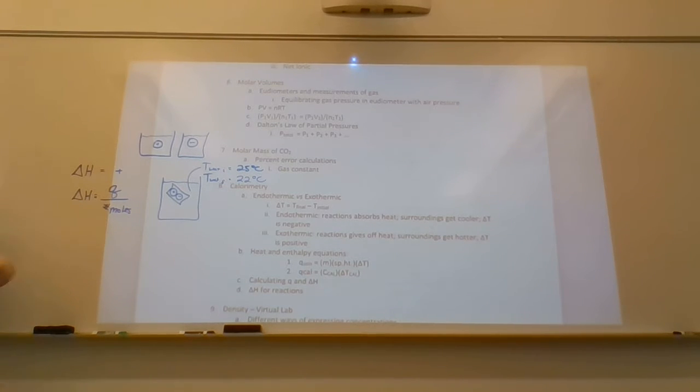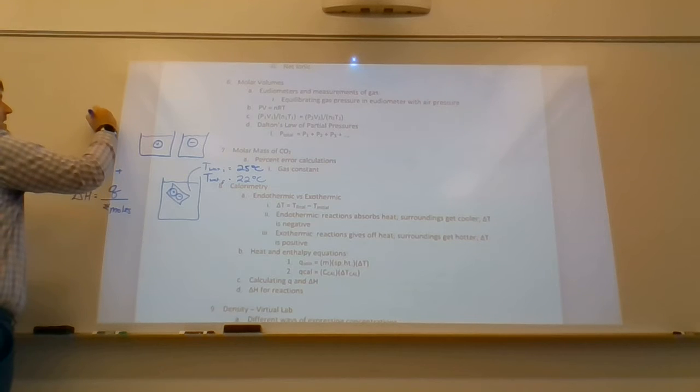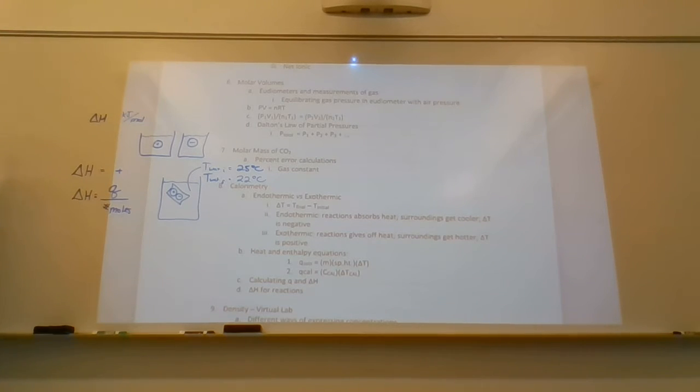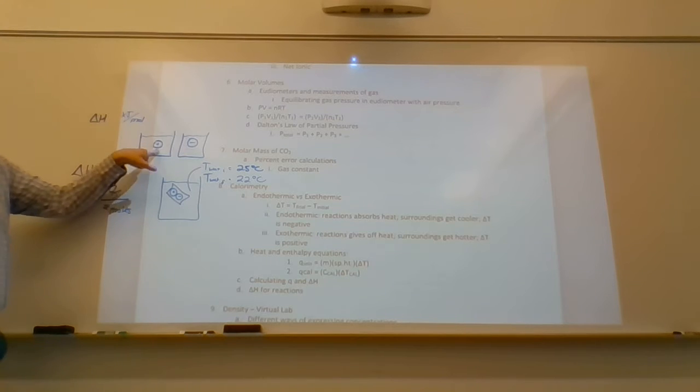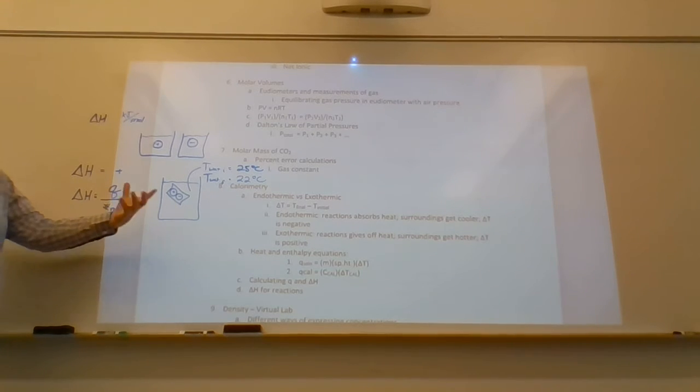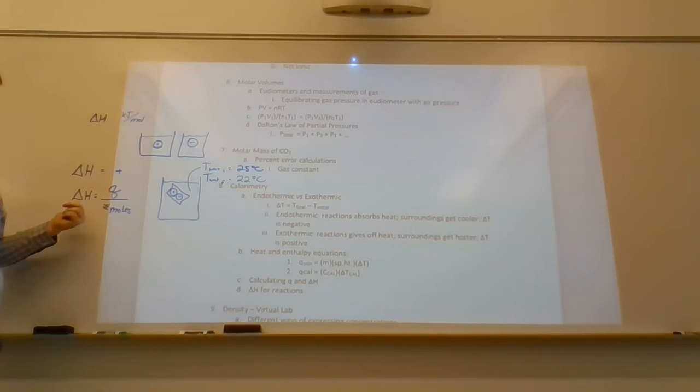Ultimately, if we look up delta H in the back of our textbook, delta H is given in kilojoules per mole. In other words, how much heat is exchanged for 1 mole of reactant. So if I were to have 1 mole of positive ions and 1 mole of negative ions and did this reaction, then whatever value I got for Q would be the same as delta H.